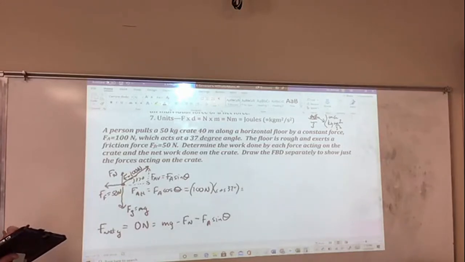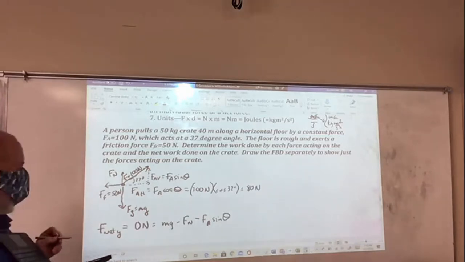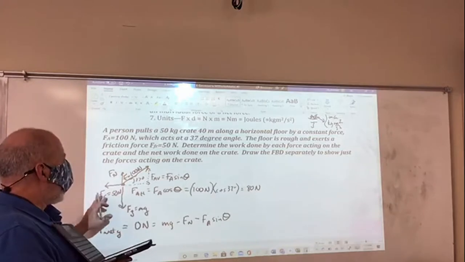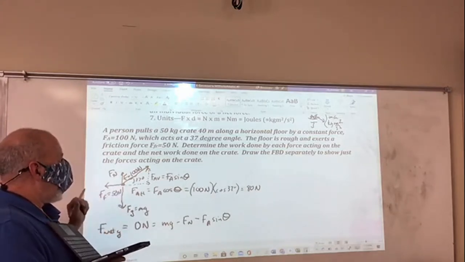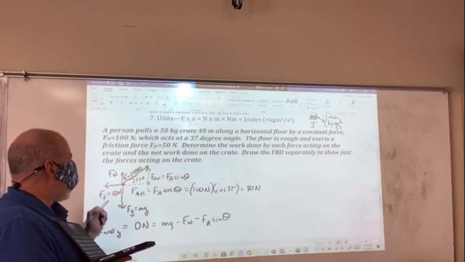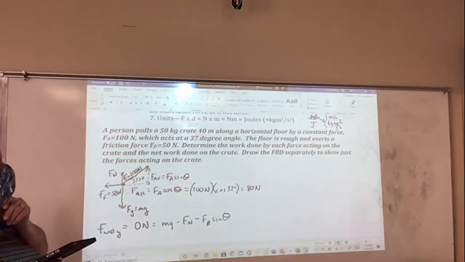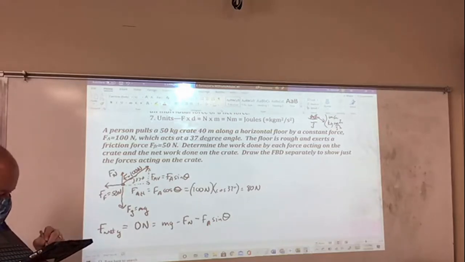79.9, so 80 newtons. Let's say 80 newtons. So I want to know what the net force is. I want to know what the net work is. Determine the work done by each force acting on the crate. Okay, so the applied force in the horizontal direction.